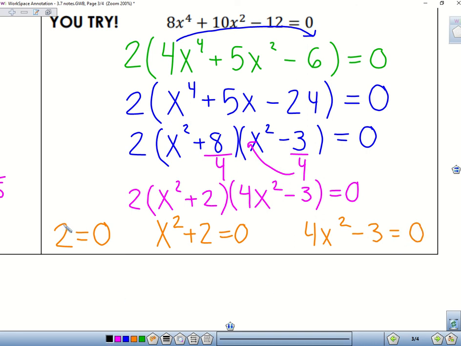What happens with the first one? Rejected. It's useless to us. And the next one? Good. Subtract 2 on both sides, which gives me x squared is equal to negative 2.